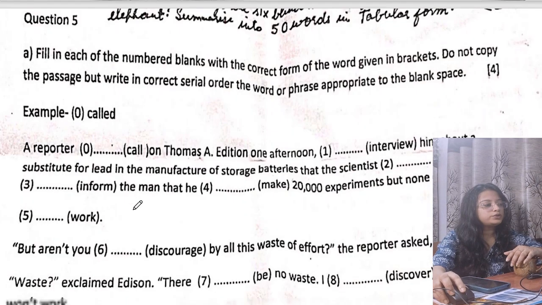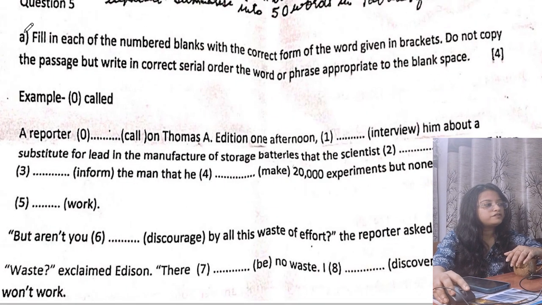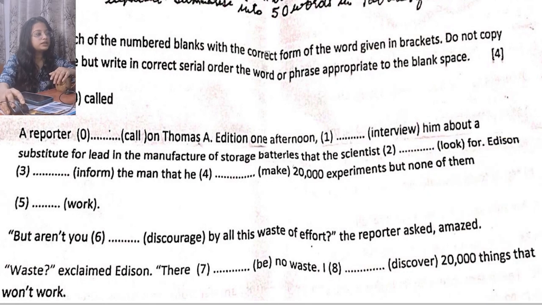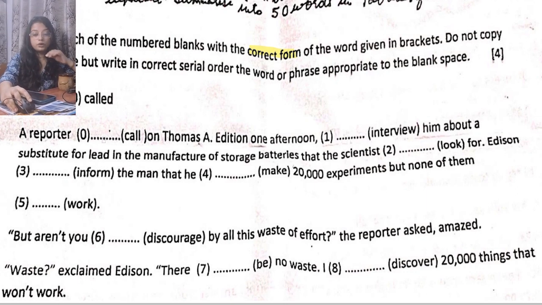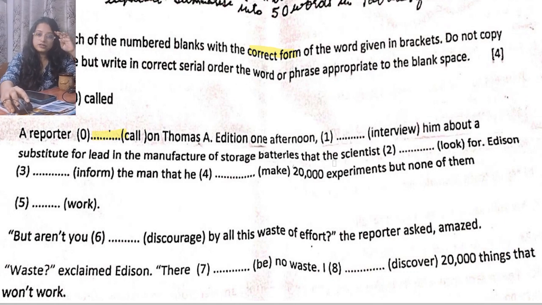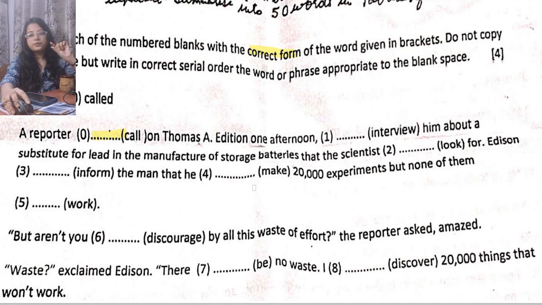Okay, so let's move into the first page of our question paper. Fill in each of the numbered blanks with the correct form of the word given in the brackets. Do not copy the passage. The first one is already done for you. A reporter called on Thomas A. Edison one afternoon. So you will check the hints, like last class we were discussing, how to understand and how to write correctly. First we will see where the hints are.